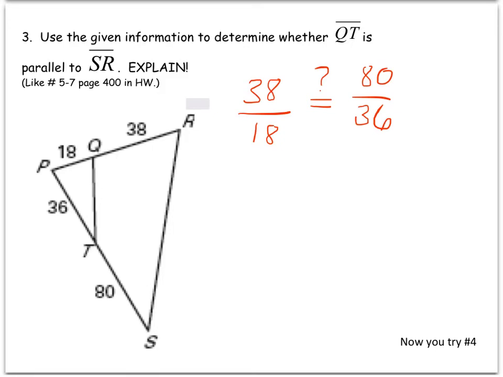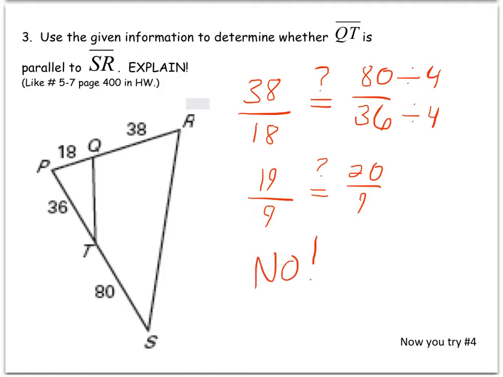Now when I go to reduce these fractions, 2 goes into 38 19 times, and 2 goes into 18 9 times. On the right-hand side, to reduce 80 divided by 36, I notice that both can be divided by 4. And what I get is 20 divided by 9. So notice, my proportions are not the same. I now have a common denominator, but 19 and 20 are not the same number. So this is not a proportion. These ratios are off. So in this case, when asked to tell if these are parallel, we have no. These are not parallel.